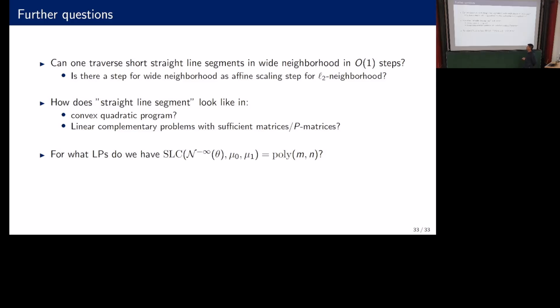Now they are not necessarily straight, because you have to incorporate a second order term, for example, t squared or square root t, because of the inherent quadraticness of this convex quadratic program and also this LCP. And finally, perhaps the most challenging question is: for what LPs do we have that the Y neighborhood straight line complexity is always bounded by a polynomial in m and n?